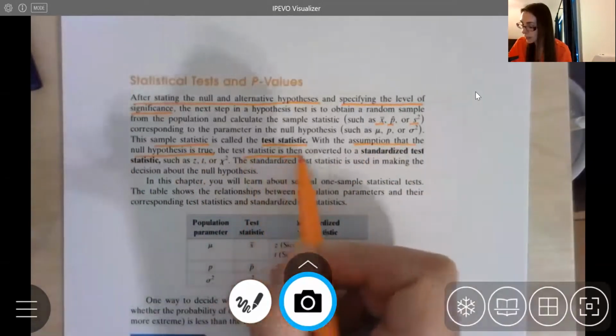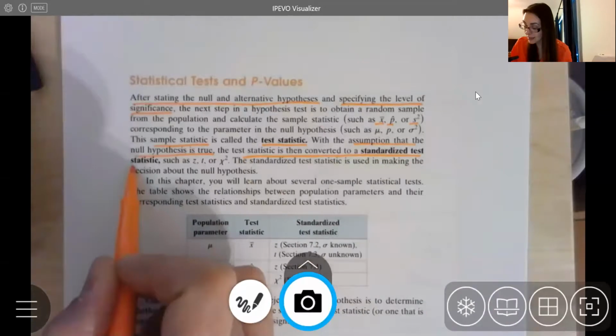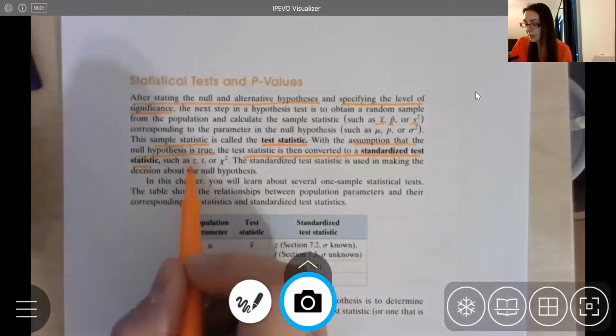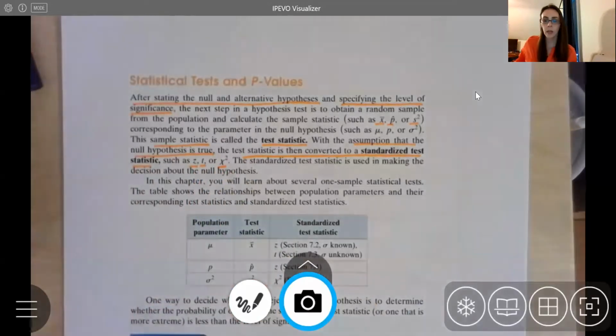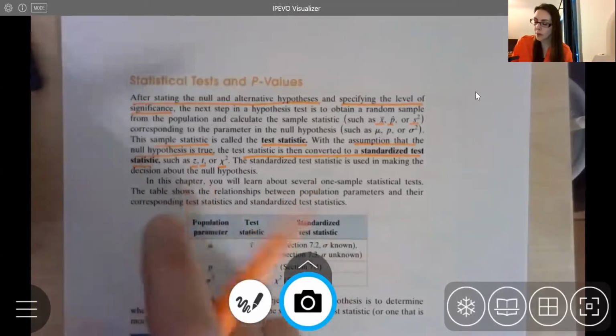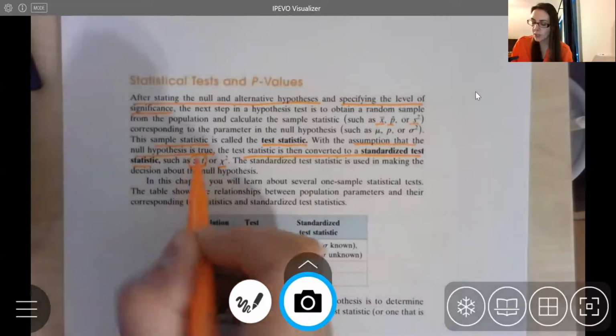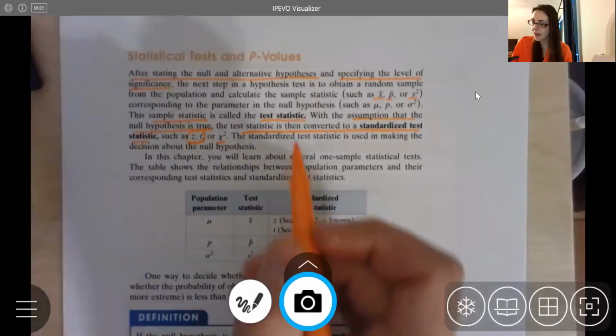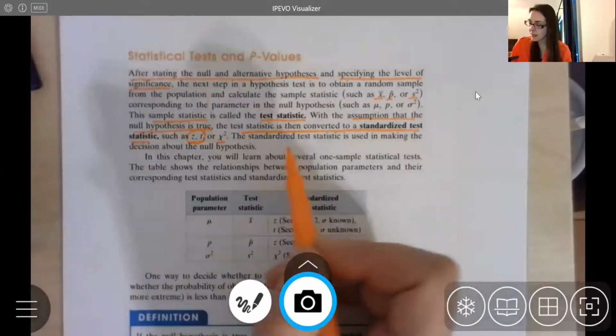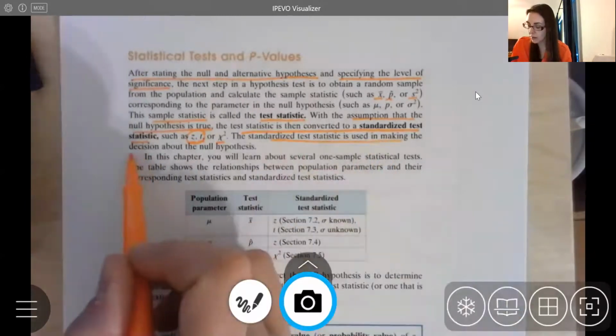The test statistic is then converted to a standardized test statistic. So again, typically for our class, we're going to use Z or T. This is called chi-square. So we're not going to get to this in our class, but you will see it in the text in later sections. And as we said before, when we did our confidence intervals in the last section, the Z and T values we used a lot, we're going to do the same thing here. And that standardized test is used in making a decision about the null hypothesis.